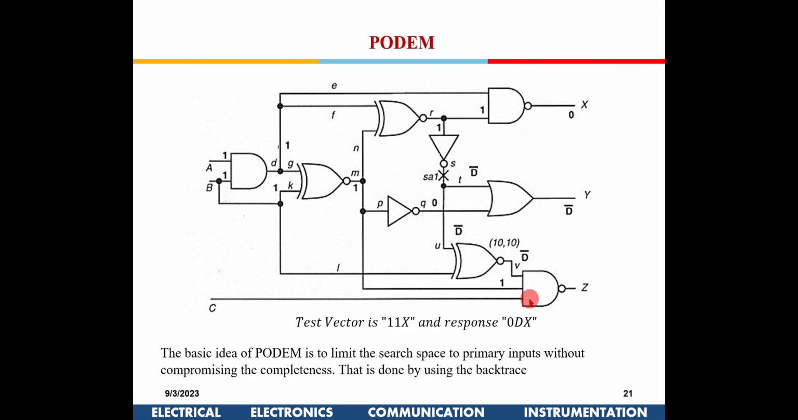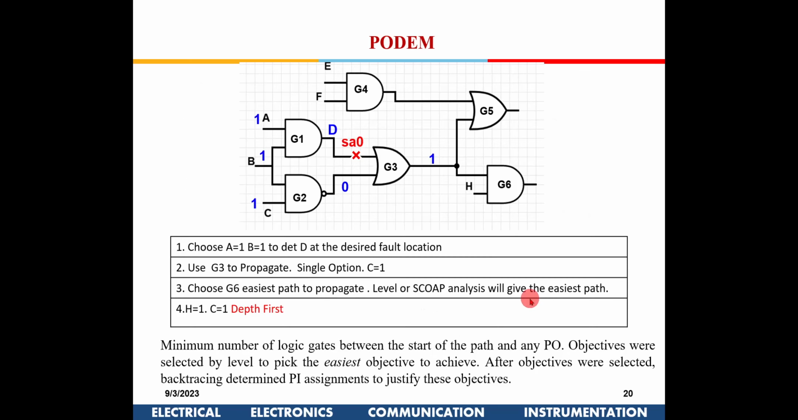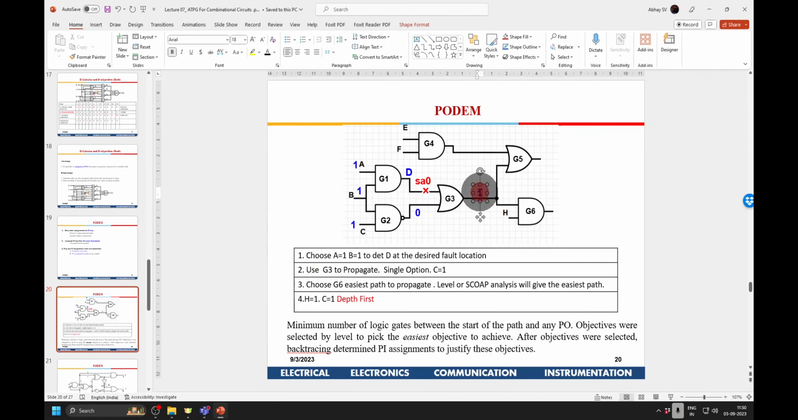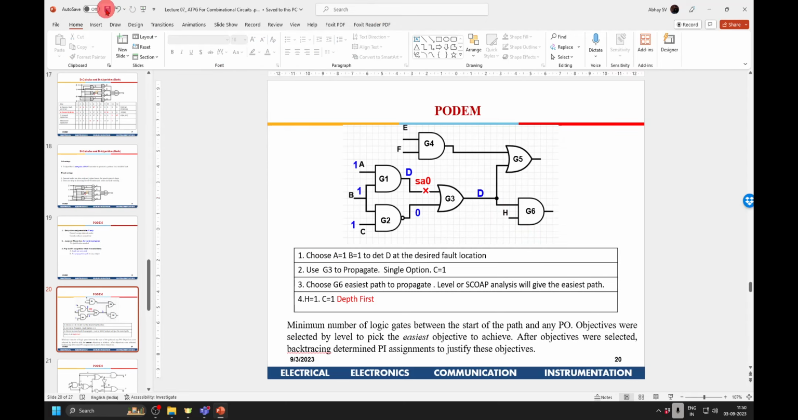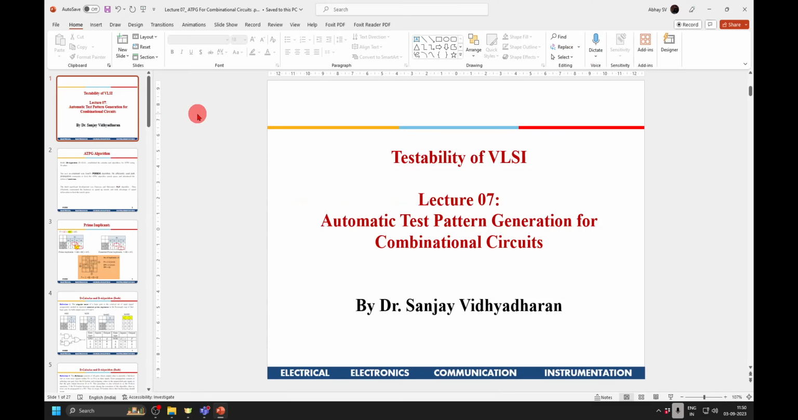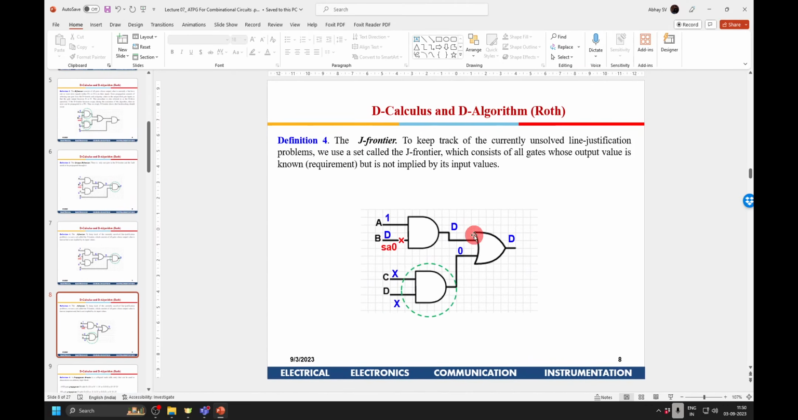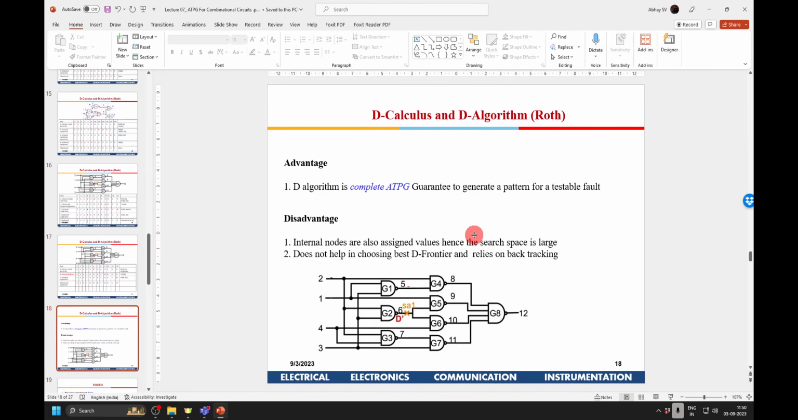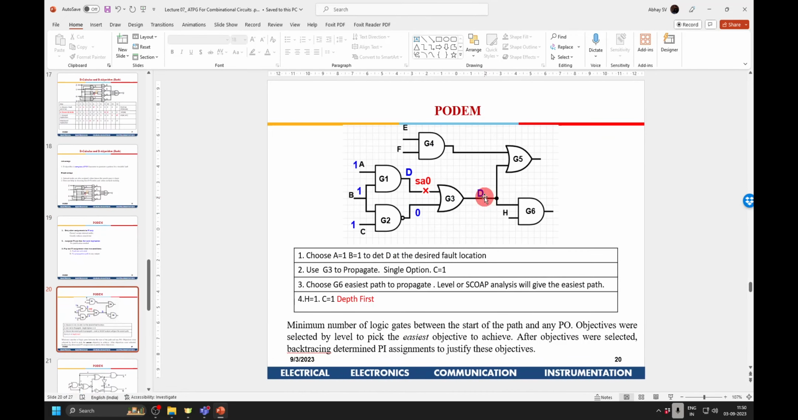Sir, in the last case, G3 output should be D, no? Yes. Like I told you, this is the first time I'm taking this course, so all the slides are new, there could be errors here and there. Yes, sir. Finally, D would be available here also. That is not shown here. That's okay, I guess.